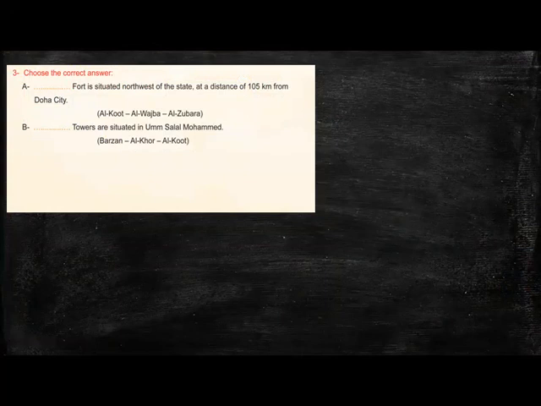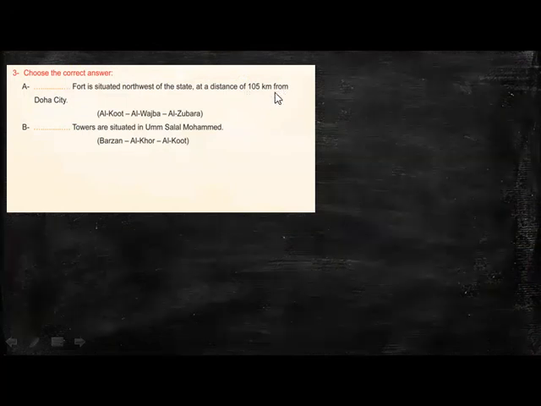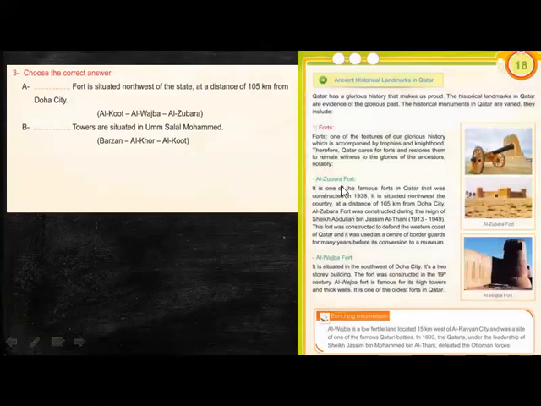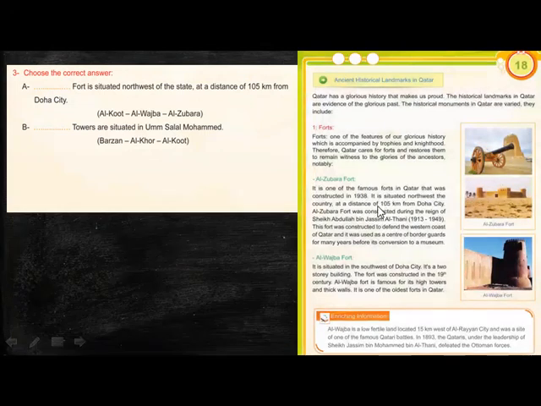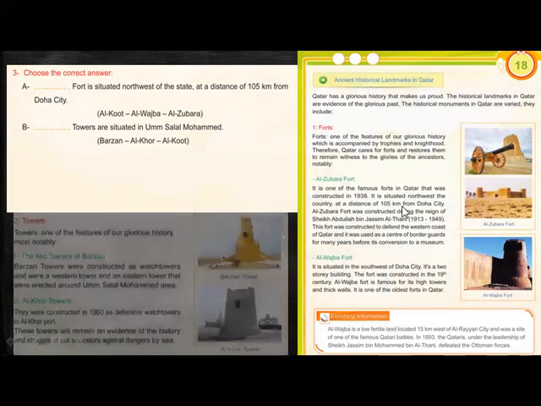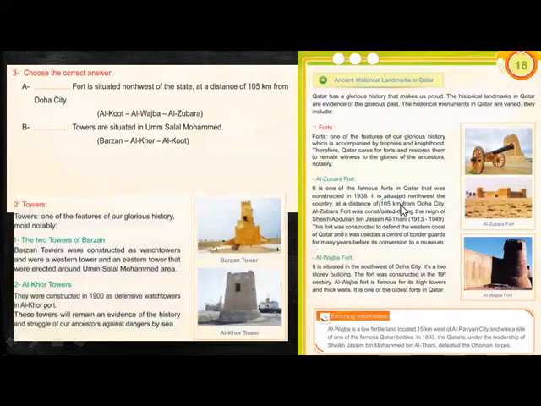Let's choose the correct answer. So here you have options and you need to choose the correct answer. Let's read. Blank Fort is situated northwest of the state at a distance of 105 kilometers from Doha City. What fort is that in the northwest? Let's go back and check out the information. 105, and there you go. Right here, Al Zubarah Fort is at a distance of 105. So you are going to choose Al Zubarah Fort as your first answer, and you can write it down in the blank.